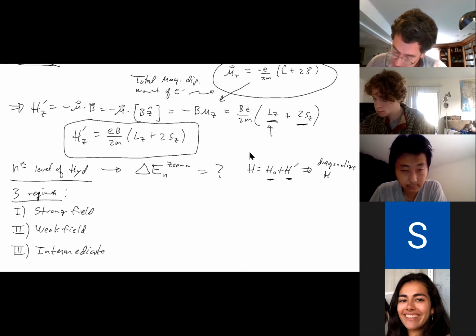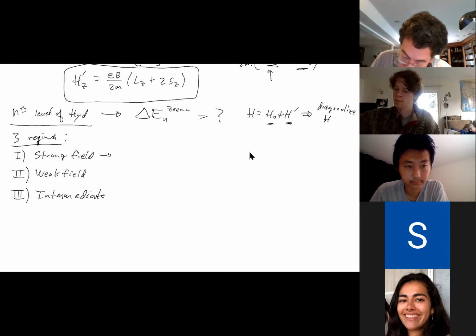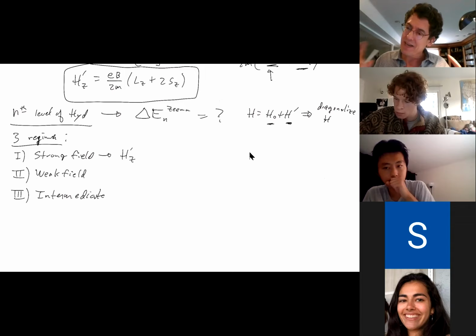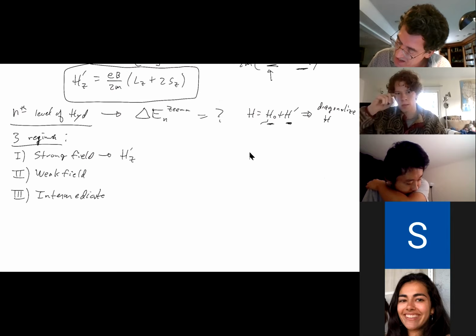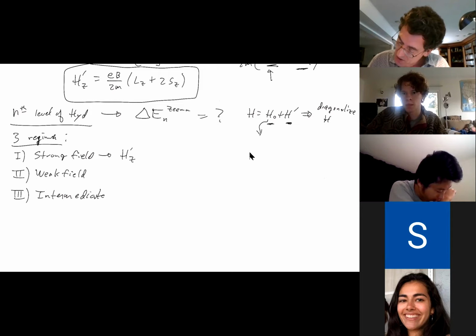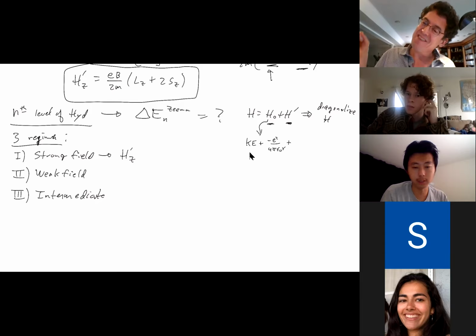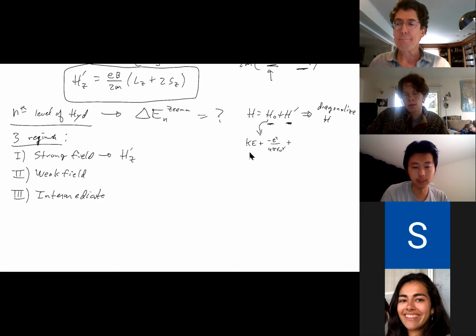Okay, so let's do it. And so the strong field is going to be when the Zeeman effect is really strong. But strong relative to what? What is it that makes this complicated? I'll tell you here, because this H naught is not just the usual Hamiltonian. The usual Hamiltonian is the kinetic energy of the electron plus the potential energy, which is the Coulomb potential, negative e squared over 4 pi epsilon naught r. But H naught now has some other stuff in it. What else does H naught have?